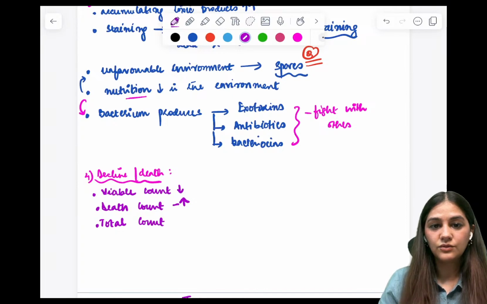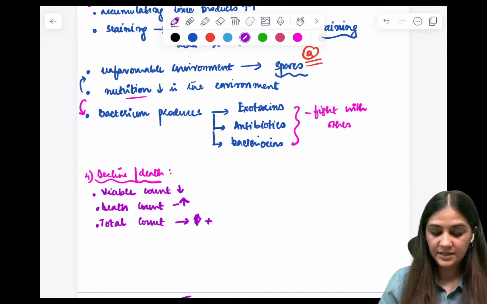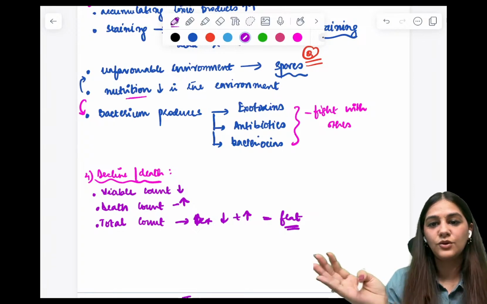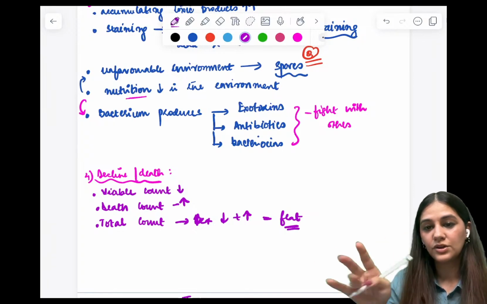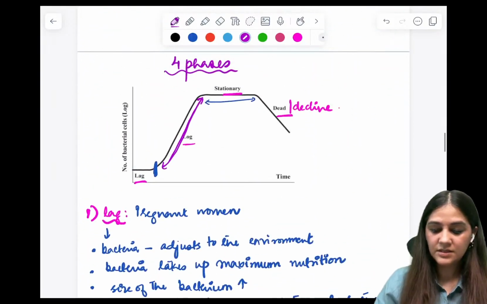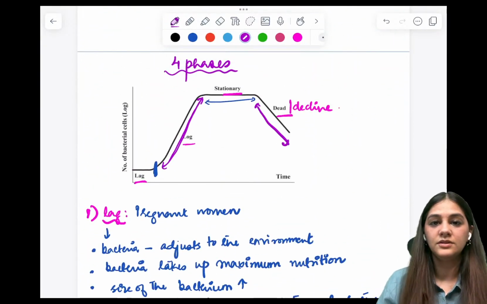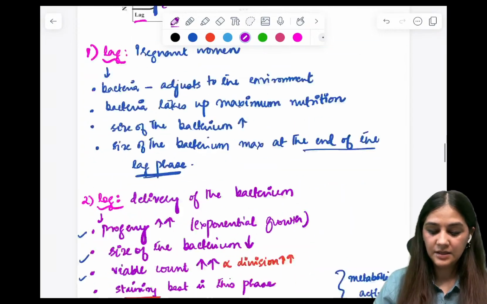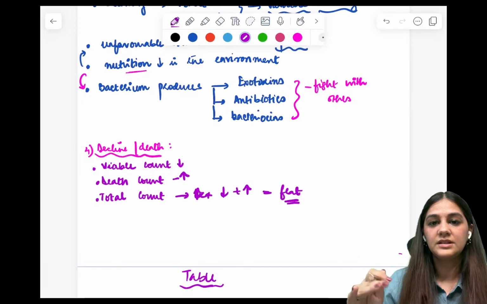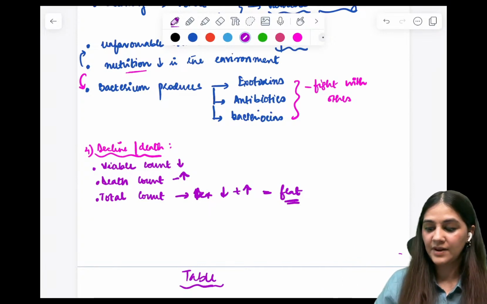So what is happening to the total count? If viable count is decreasing and death count is increasing, what will happen to the total count? It will become flat because they are going to cross out each other. So the total count is going to become flat here. So this is the decline phase or the death phase. Viable count is decreasing, death count is increasing, total count becomes flat.